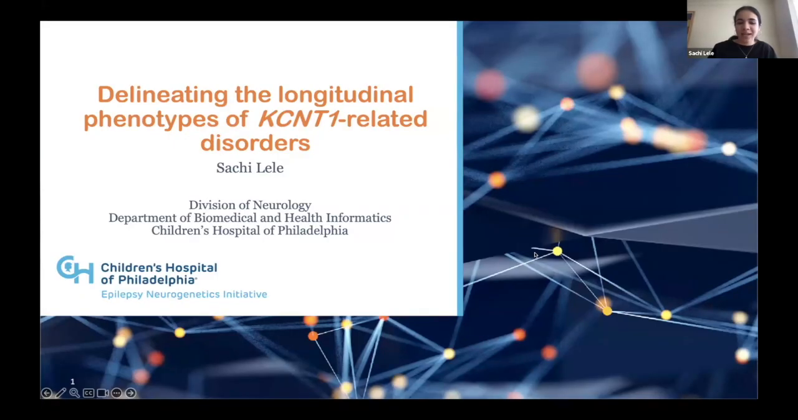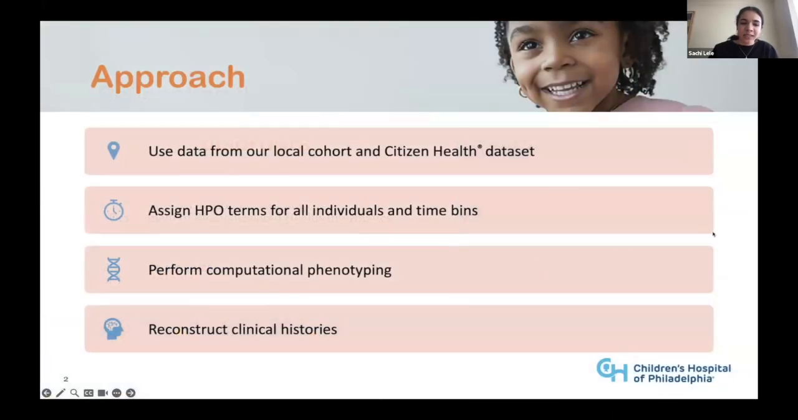Hi, I'm Sachi, and I'm part of Dr. Jill McKee's research team. She was granted a grant from the KCNT1 Epilepsy Foundation to delineate the longitudinal phenotypes of KCNT1-related disorders. We did this by using data from our local cohort in Citizen Health.